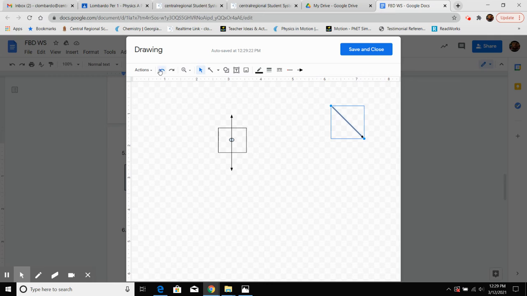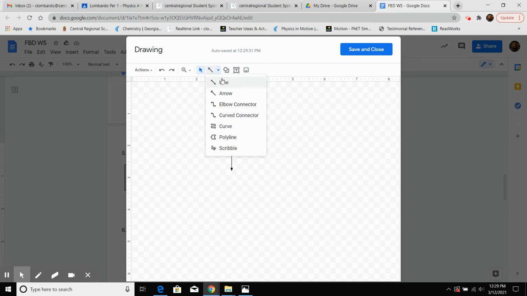Nope, don't want that. This one maybe just looks a tiny bit lower, so let's increase the size of that just a tiny bit. Okay, it looks good to me. So to show that these two things are equal, we're going to go to line here, showing us that these two forces are equal.